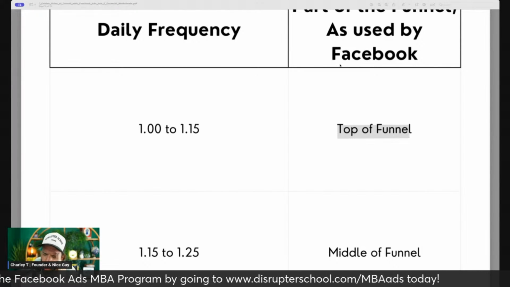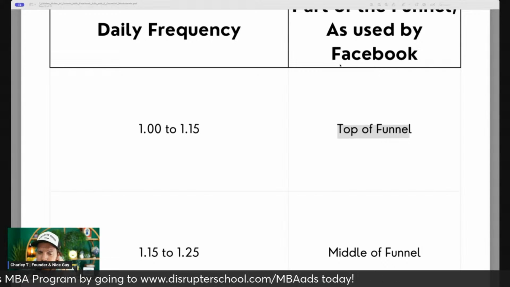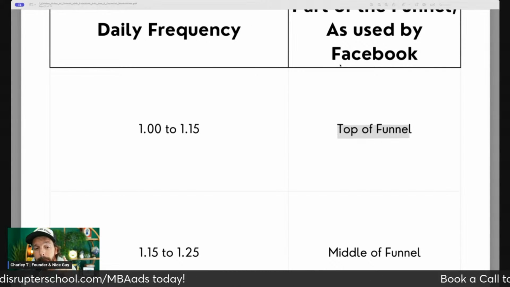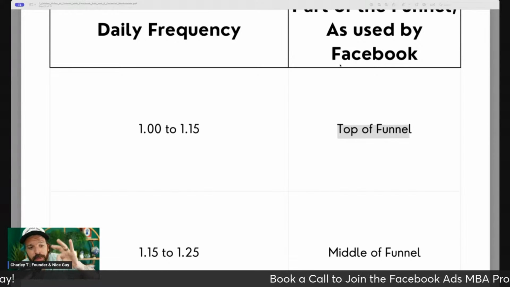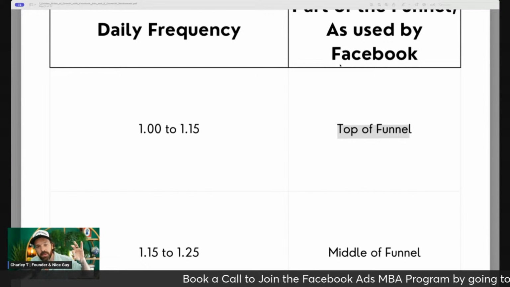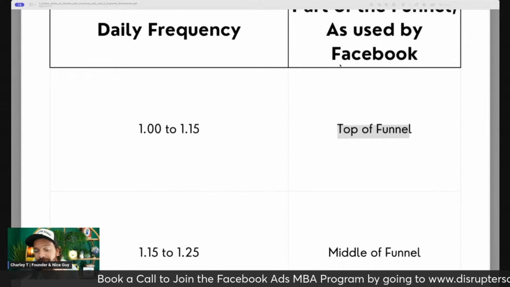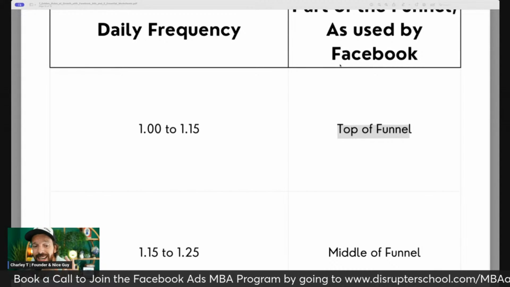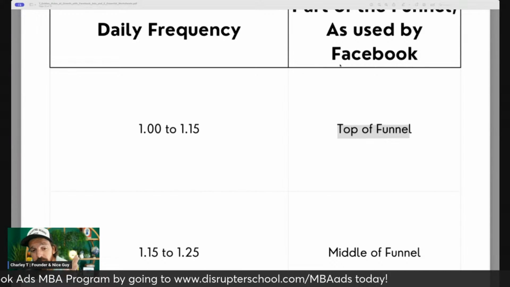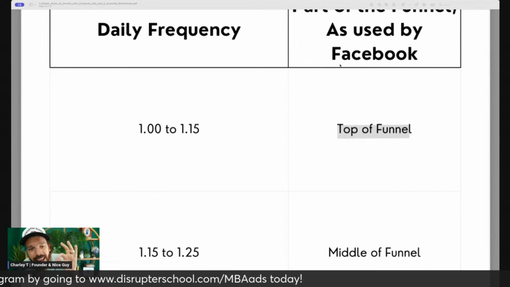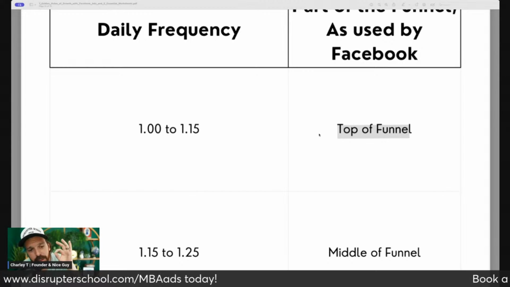Now, if your CPM on a top of funnel ad is higher, that means that not only is it so bad, nobody wants to see it, so Facebook is struggling to show it to people more than once. But because it's so bad, you have to pay extra to make sure that nobody sees it twice. Top of funnel ad should have a lower CPM. Frequency is directly correlated to CPM if your ad is doing its job properly.